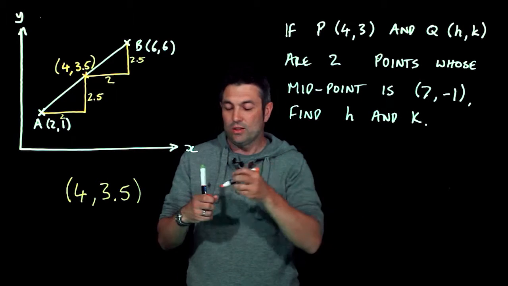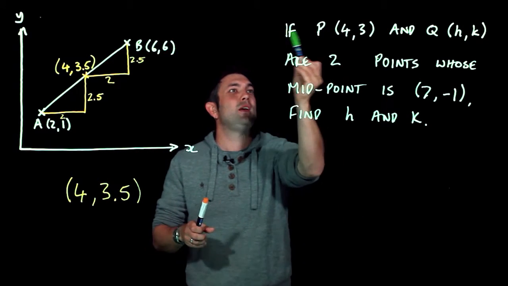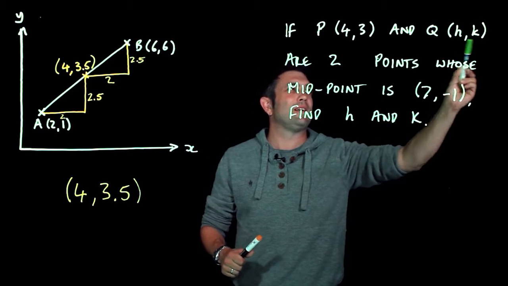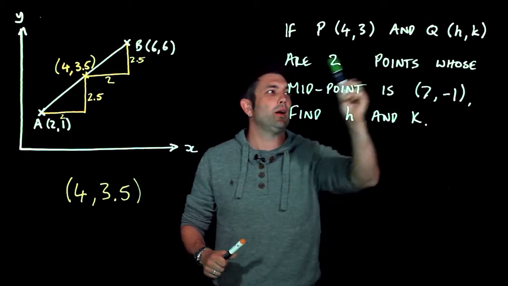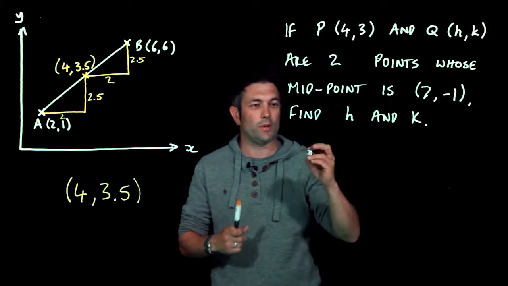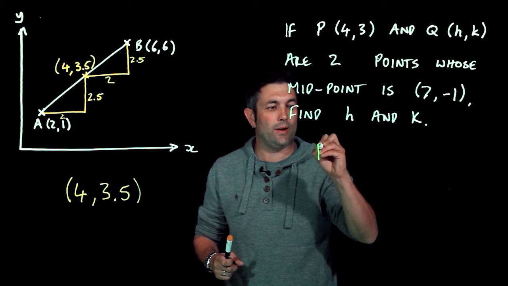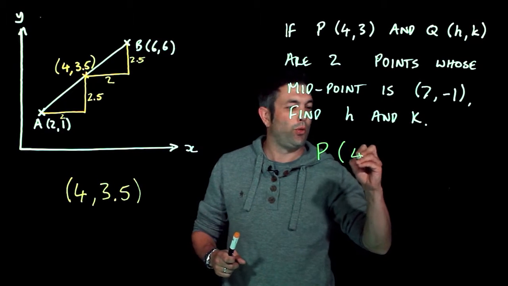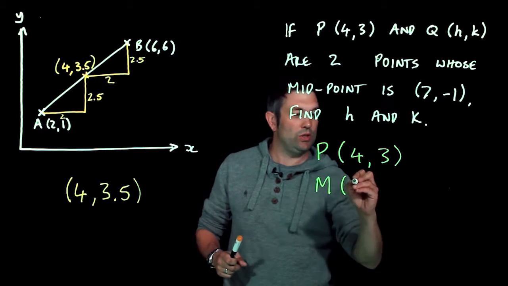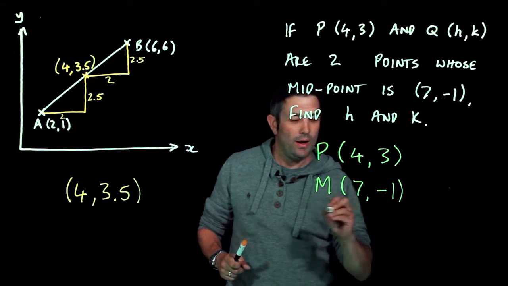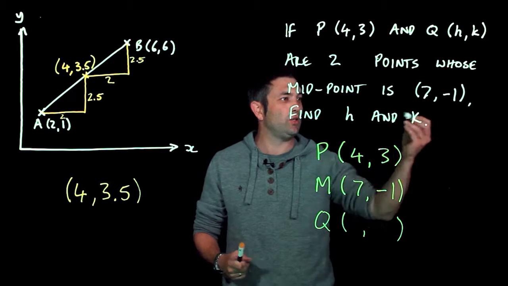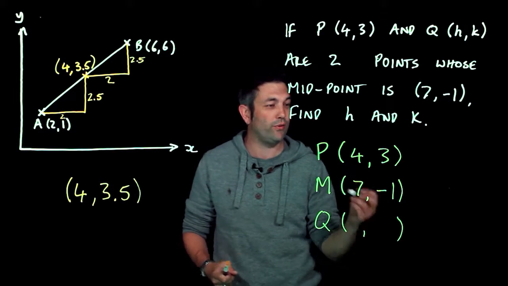Now this one, slightly different because you're told that if P and Q, don't worry about the fact that there's letters in there, a bit of algebra, are 2 points whose midpoint is this, find H and K. What I'm going to do is write P down here, and that's (4, 3). Now my midpoint I know as well, which is (7, -1), and Q is (H, K), but I'm told that I need to find what H and K are, so I'm going to leave those blank for now.